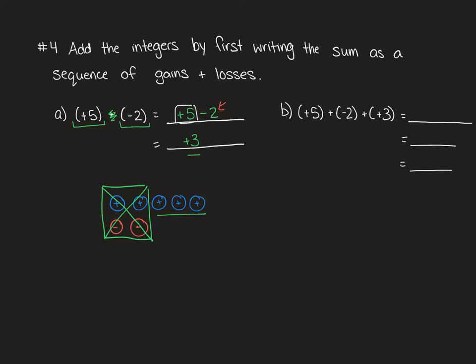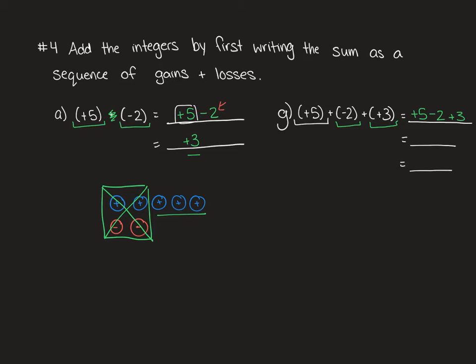So here's another example. I don't know why I called it B because it's actually G. So we'll just fix that up quickly. We need to start by writing these as gains and losses. So +5 is going to become +5, -2 will stay -2, +3 will stay +3, right? We're just taking out the brackets and the in-between integers.